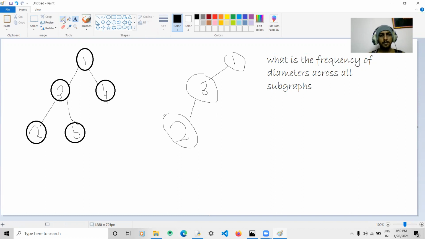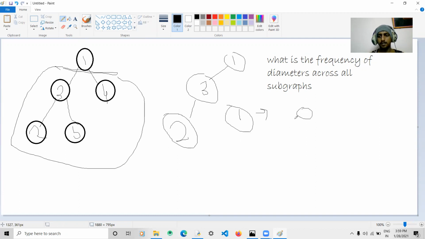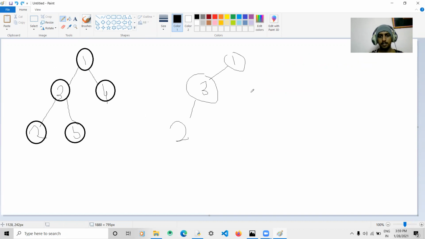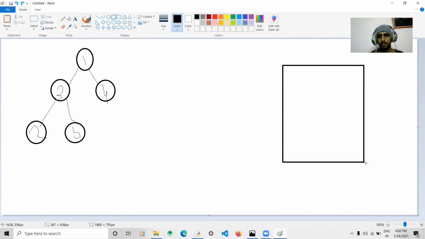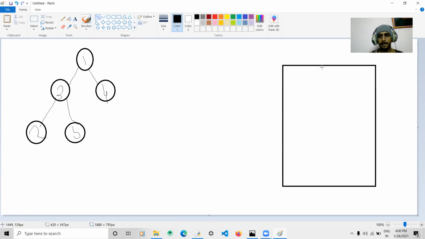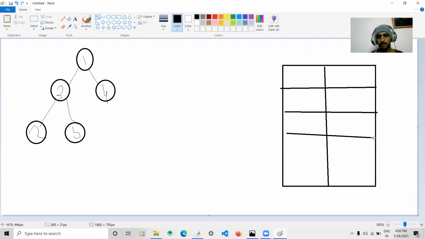So all the subgraphs you can get by simply saying that you deleted everything below here. So your subgraph is 1 and its diameter is 0. So let's make our frequency table here. You can get 0, 1, 2, 3, and 4. So this is dia and this is frequency.